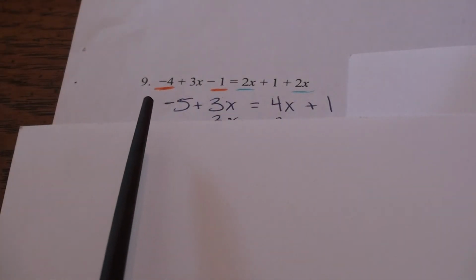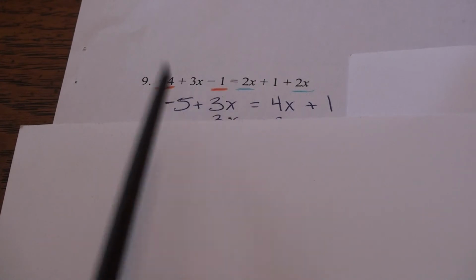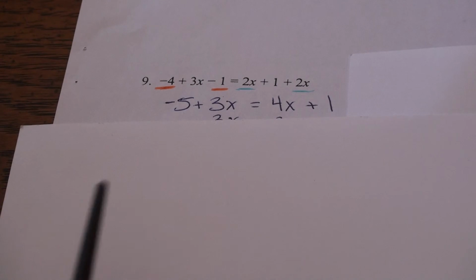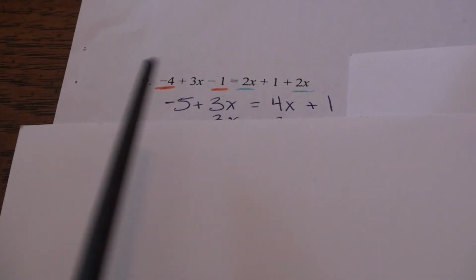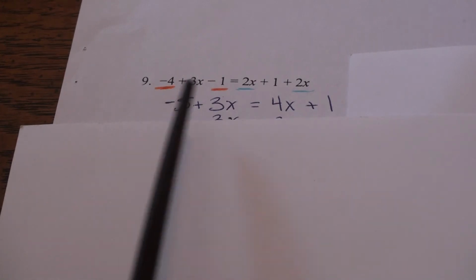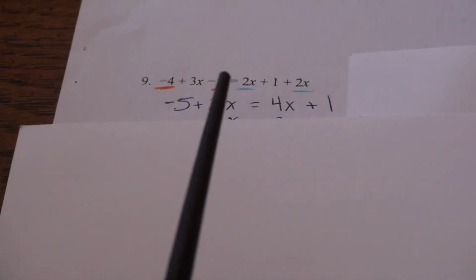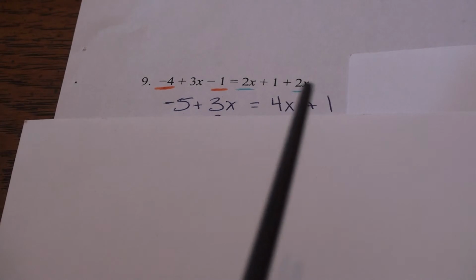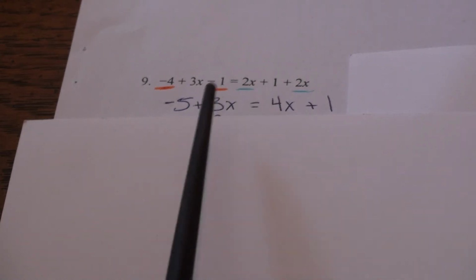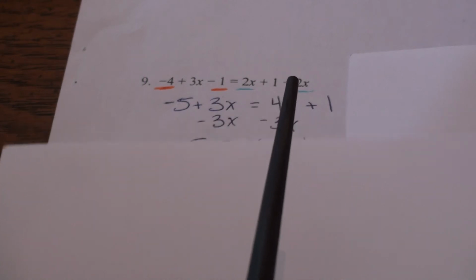So I have negative 5, since negative 4 minus 1 is negative 5. Now, normally you'll see your teachers write 3x minus 5, but I wanted to show you that you could really do it either way. So that's why I wrote negative 5 first this time. So you have negative 5 plus 3x equals 4x plus 1. The first thing I wanted to do was to get my variables on the same side. So I subtracted 3x.